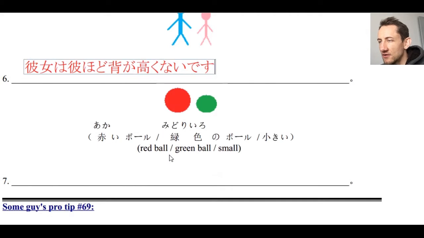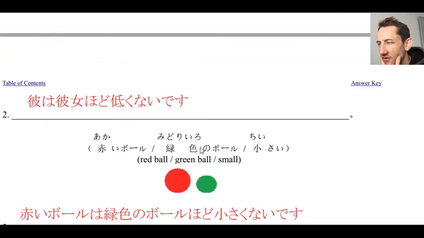Number 7, the last one. 赤いボール、緑色のボール、小さい. Again, I had the mistake. So let's see. The red ball is not as small as the green ball. Do we have that one up there already? Yeah, we did.